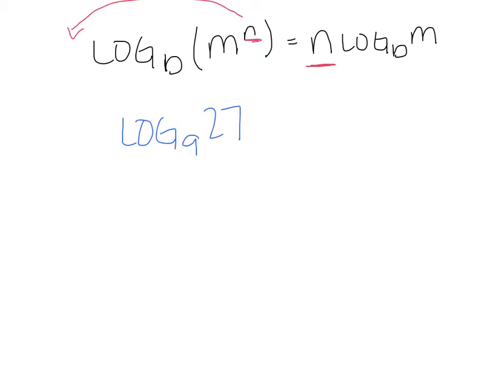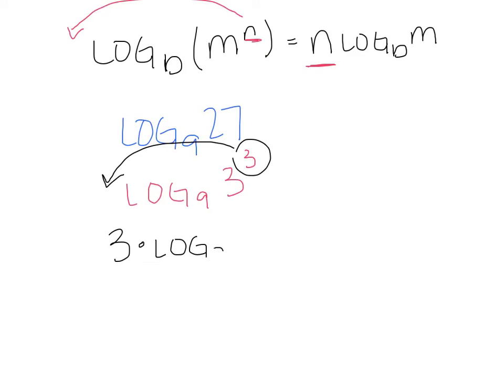So we have the log base 9 of 27, which is really a number to a power. We could rewrite this as the log base 9 of 3 cubed, because 3 times 3 times 3 is 27. Now if we employ our property, we can take this power and it can become a coefficient and multiply with the log. So we have 3 times the log base 9 of 3.